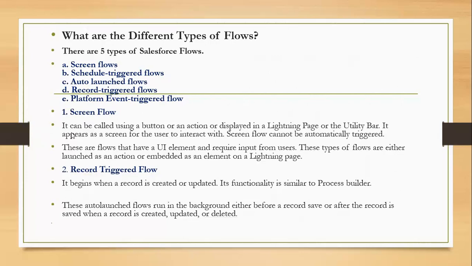Screen flow can be called using a button or an action that is displayed in the Lightning page or the utility bar. It presents a screen for users to interact with, and screen flow cannot be automatically triggered. These are flows that have UI elements and require input from the users. These types of flow are either launched as an action or embedded as an element on a Lightning page.